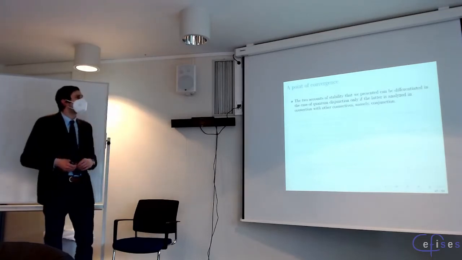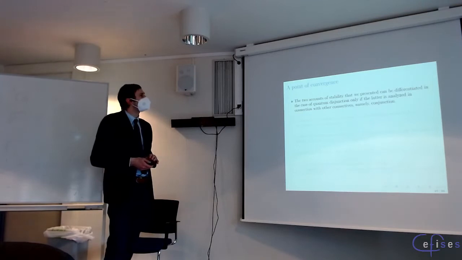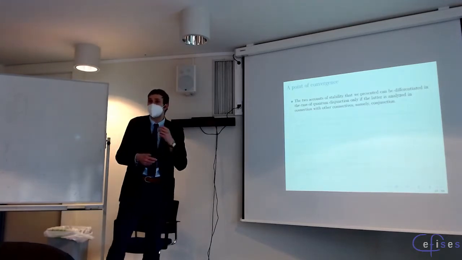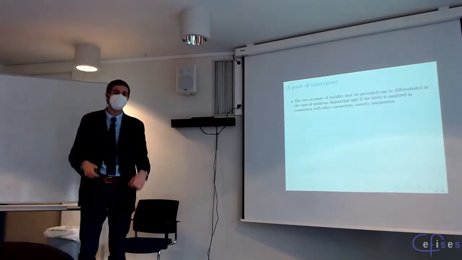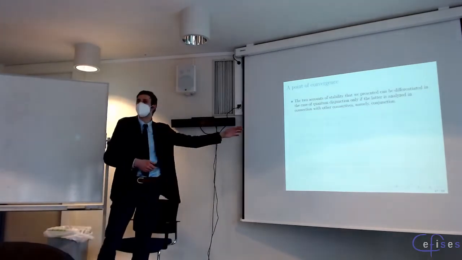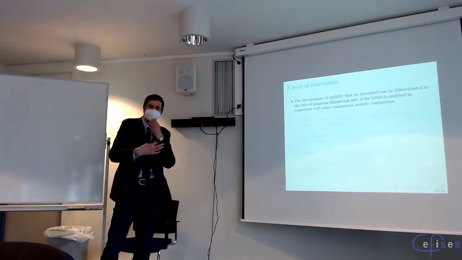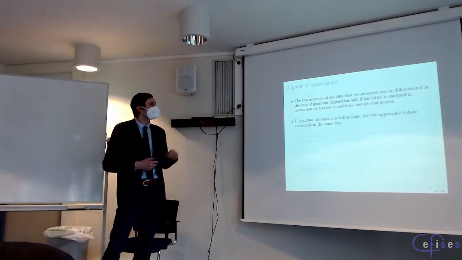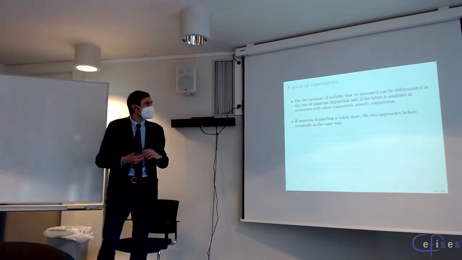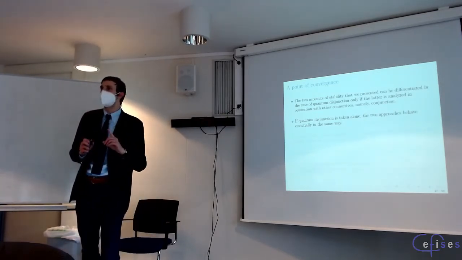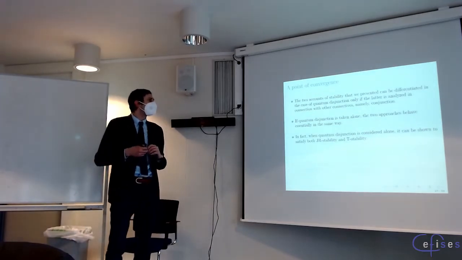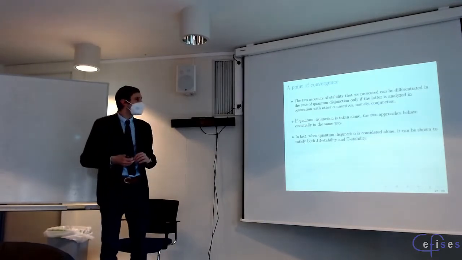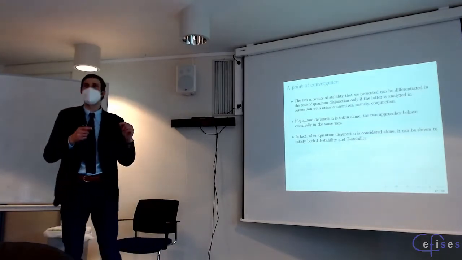Now, the two accounts of stability that we presented can be differentiated in the case of quantum disjunction only if the latter is analyzed in connection with the other connectives, namely conjunction. This is how we construct the two counterexamples. One thing that I argue, because as you have seen, sorry, I say it only now, this work is a joint work with two colleagues and friends, Hidenori Kurokawa and Mattia Petrolo. Well, if quantum disjunction is taken alone, we can prove that these two approaches behave in essentially the same way. Why this? Well, because when quantum disjunction is considered alone, so without other connectives, without other rules, it can be shown that it satisfies both the JR stability and the T stability.